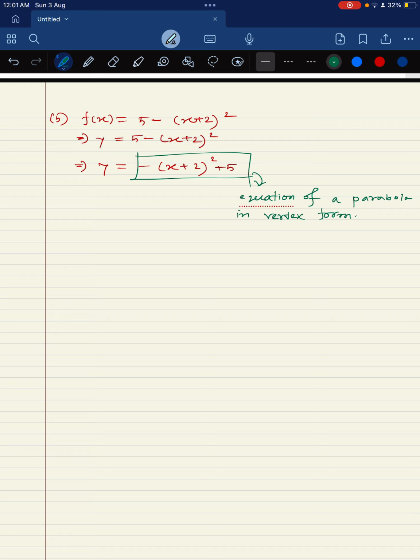So what can this be? The coordinates of the vertex: x plus 2 equals 0, and then we get the x coordinate as -2. This is the x coordinate of the vertex, and the y coordinate of the vertex should be 5.